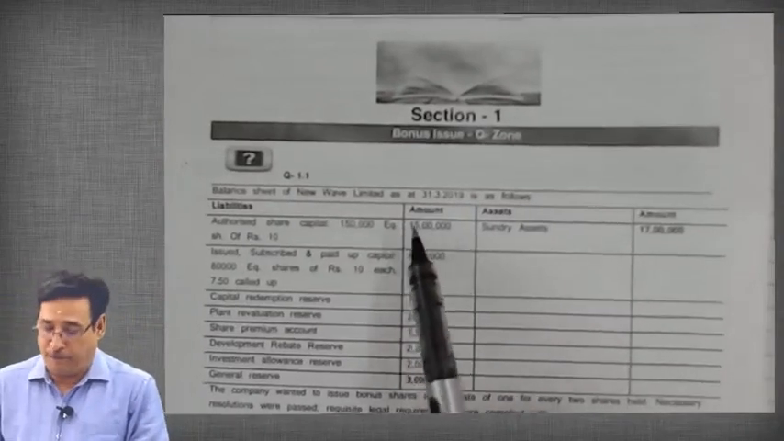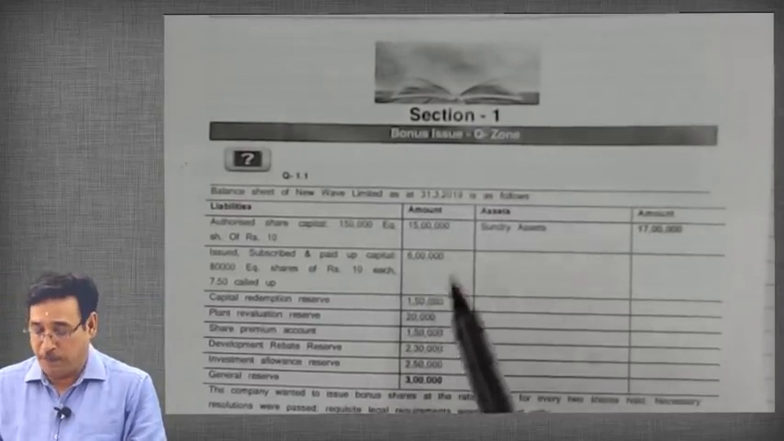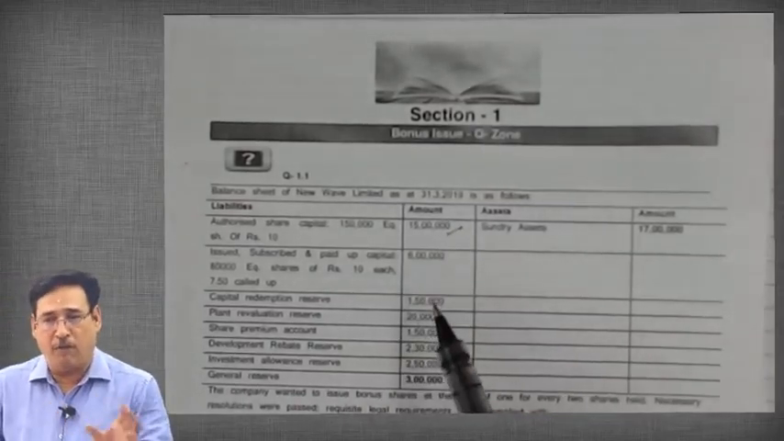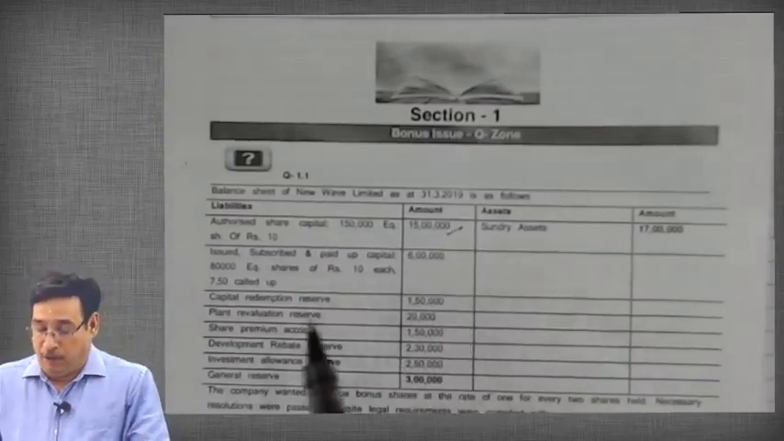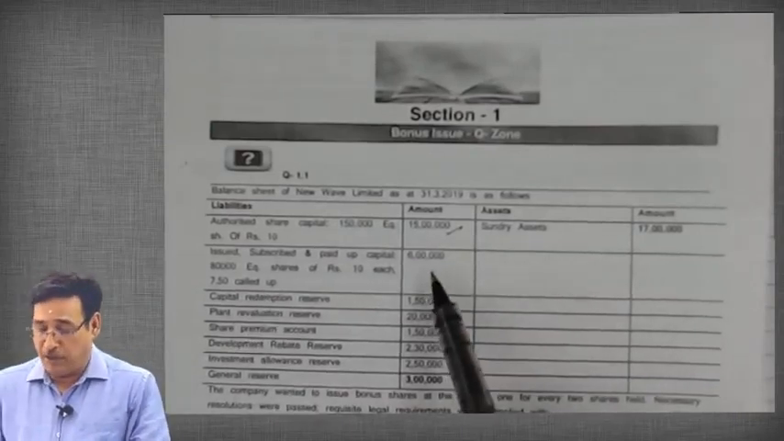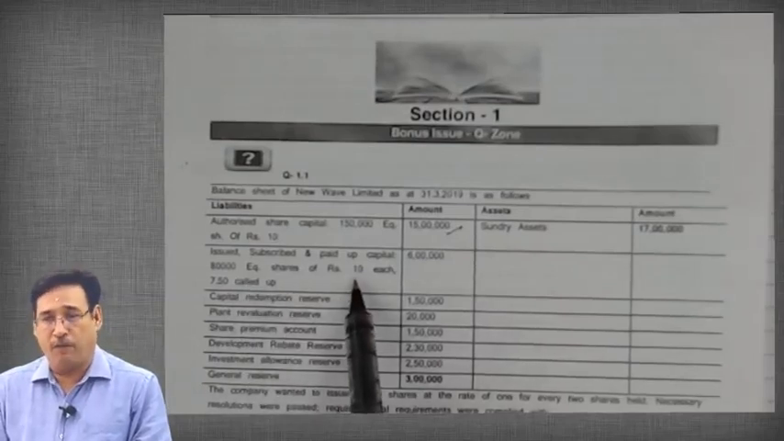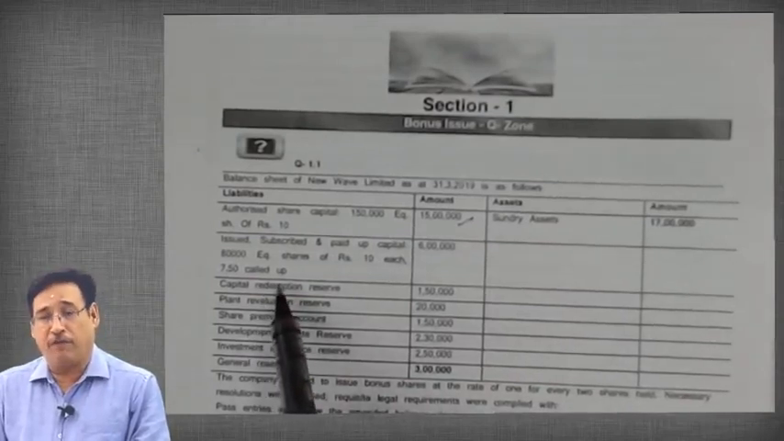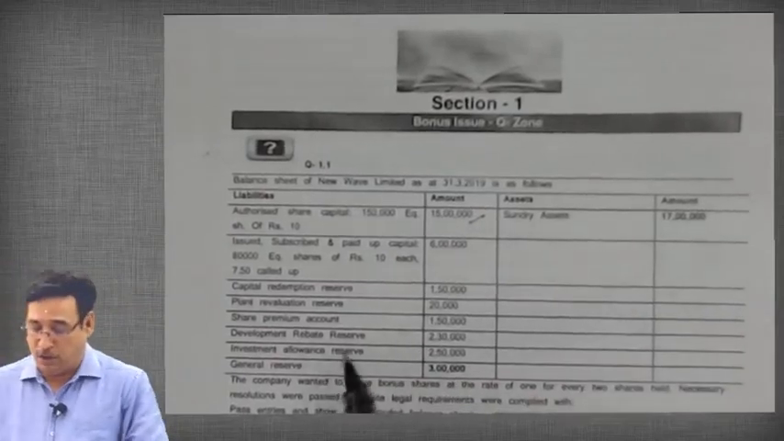The balance sheet of New Wave Limited, as you can see, on 31st of March 2019 is given to you. In this question, you can see there is authorized share capital. You need not take into account authorized share capital at all. You need to have a good idea with respect to the issued and subscribed capital, which you can see happens to be 80,000 equity shares. One share is of rupees 10 each. And as you can see, 7.50 is called up. So the equity share capital given in the balance sheet is partly called up.